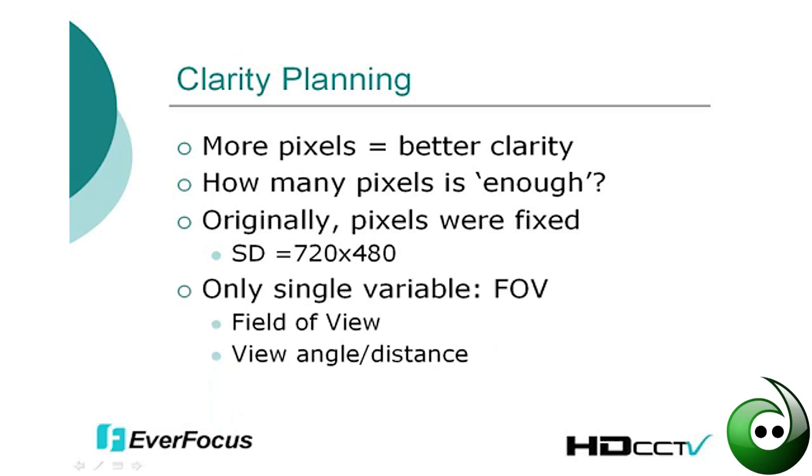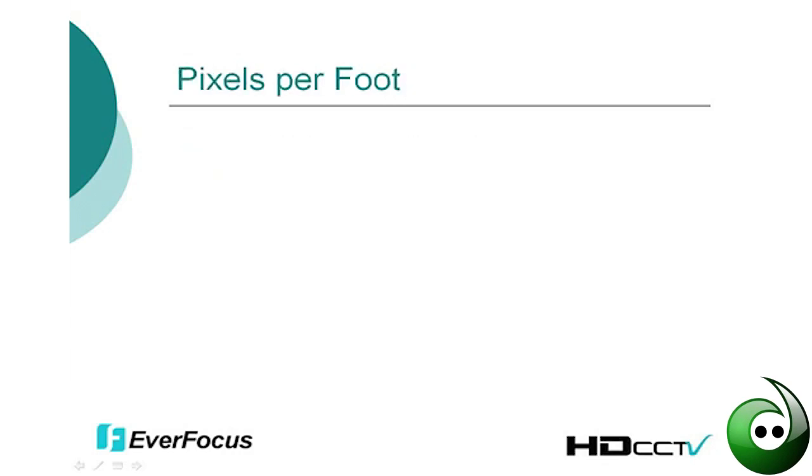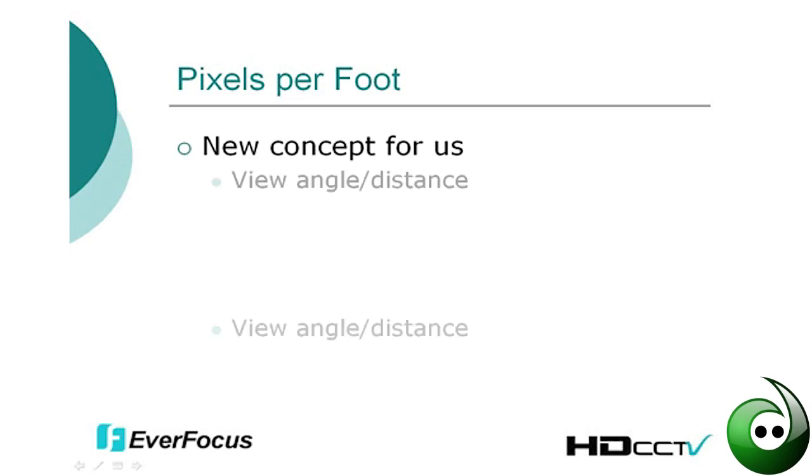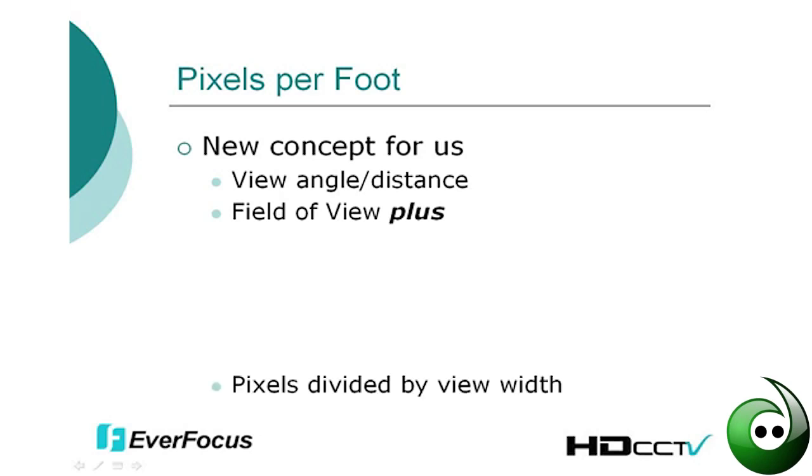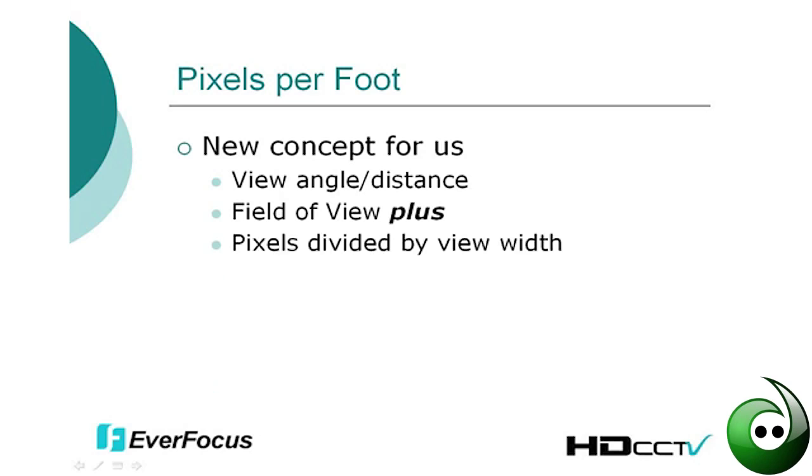We only had a single variable to use, the field of view. We could control the viewing angle and the distance from the camera to the area of interest, but that was our only variable. Now we have a new variable, pixels per foot, because we can not only choose the field of view, we can choose the number of pixels. It's a new concept. We control the viewing angle and distance. We control the field of view. Plus, we can now choose the number of pixels and deal with the number of pixels divided by the viewing width. This gives us pixels per foot.